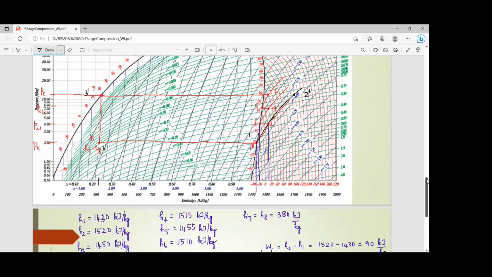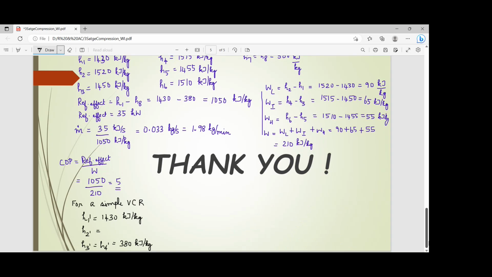So H2 dash, it's very close to 1700, it's exactly on the 1700 line. So let me say H2 dash is 1700 kilojoule per kilogram.